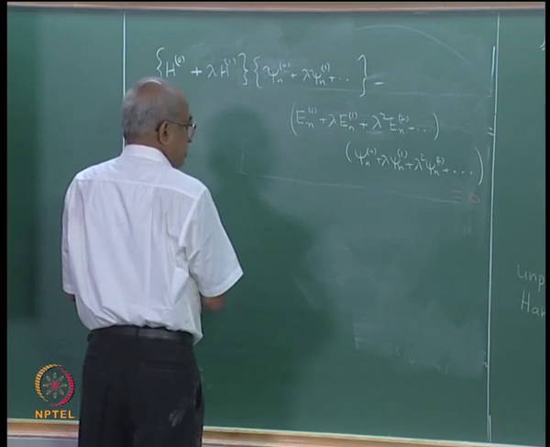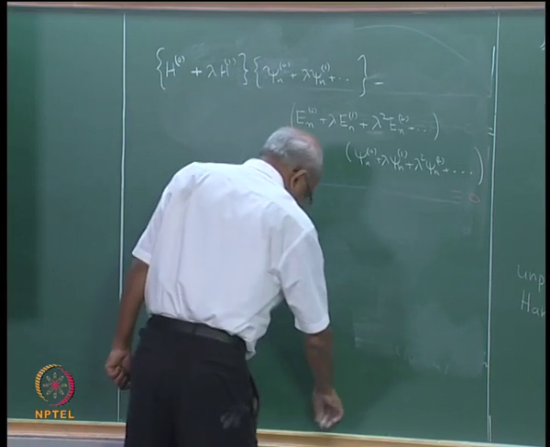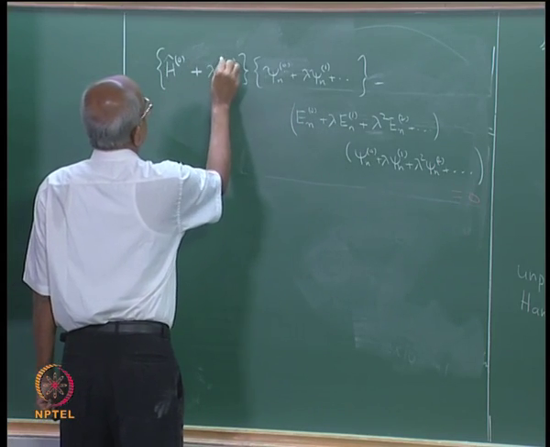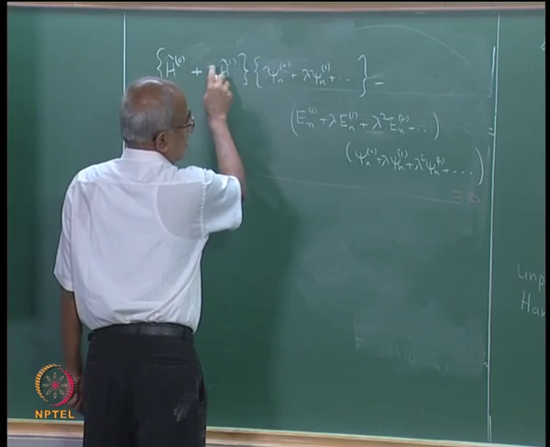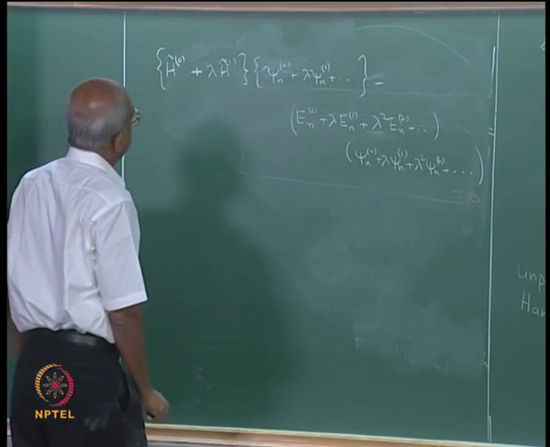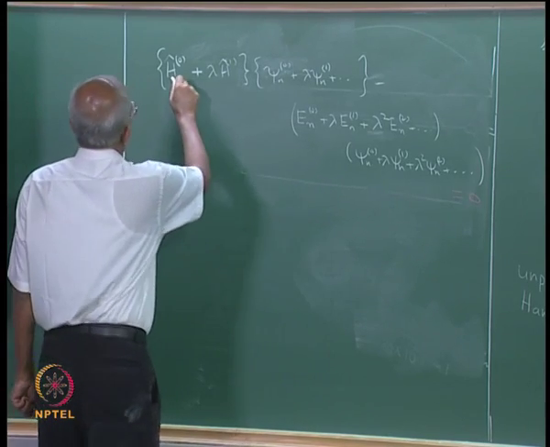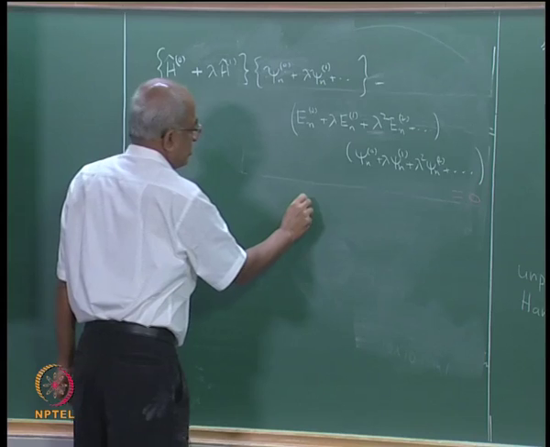The other thing that you should remember is that these are all operators. So, therefore, I have forgotten to put the hat sign. So, better that I put the hat sign. So, what is the coefficient of lambda to the power of 0?